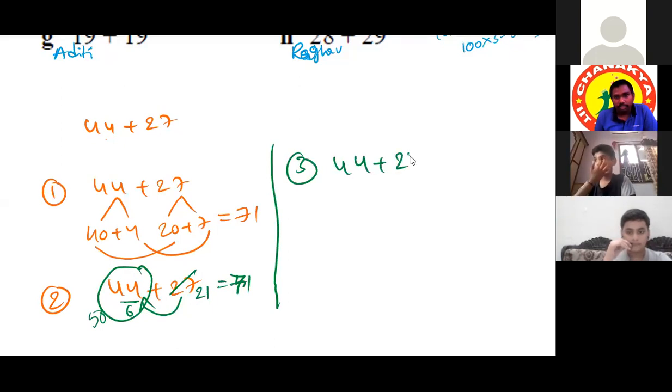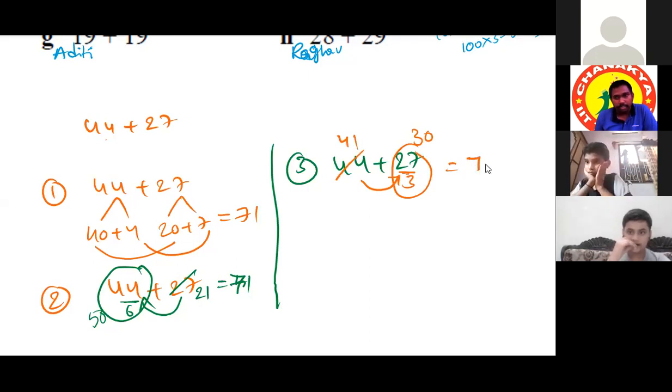Another way of doing the same question: 44 and 27. Here I want to complete 27 first. To complete 27, how much is required? 3 is required. I'll take that 3 from 44 and make it 30, and 44 will become 41. The resultant sum is 71, the answer again.